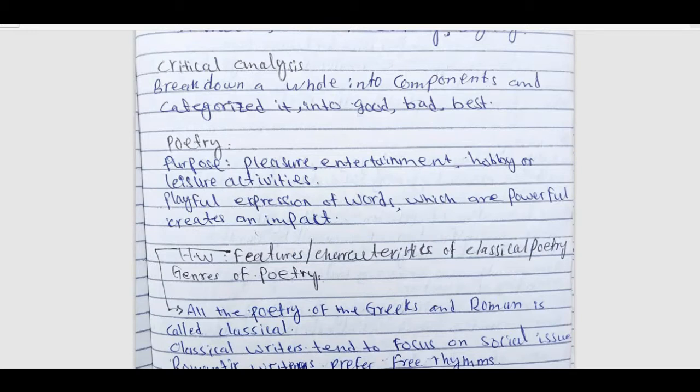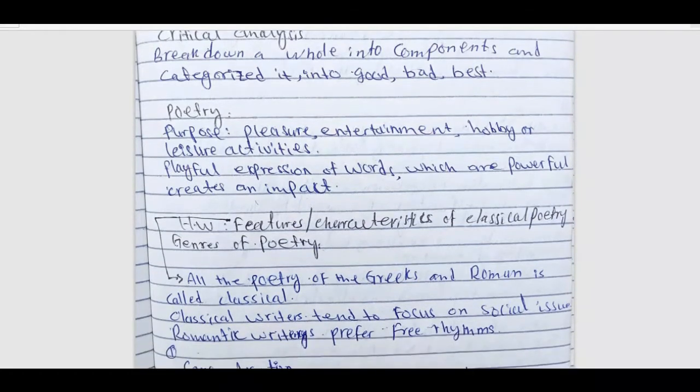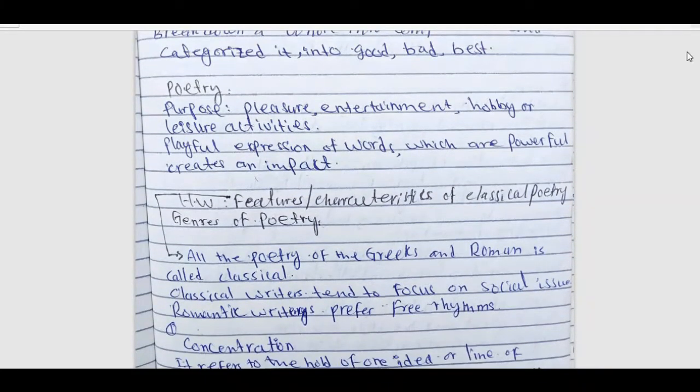Okay, and then poetry. What is poetry? The definition of poetry varies from person to person. You can define poetry in your own words: the spontaneous flow of emotion, or a playful expression of words. Wordplay, you can say play with words, or you can say expressing emotions that are powerful and create an impact on the reader.